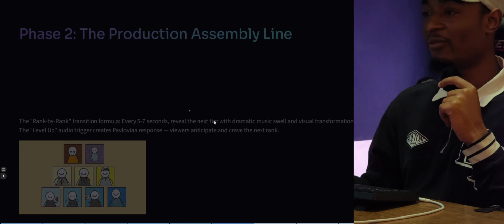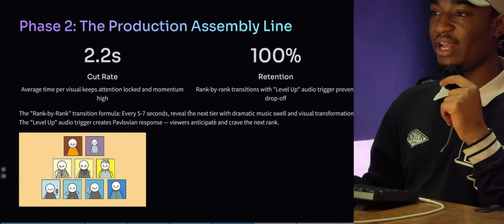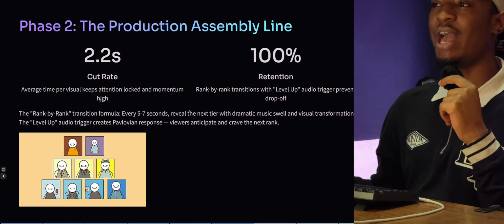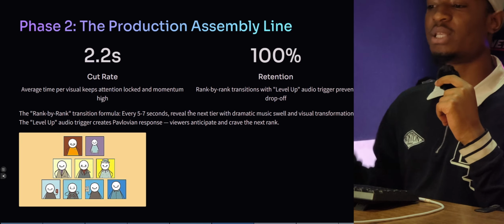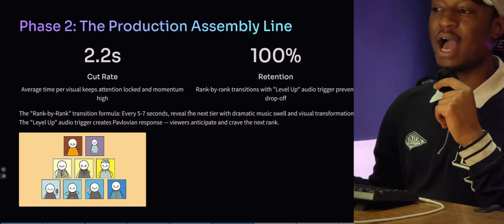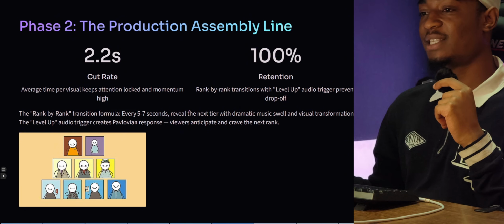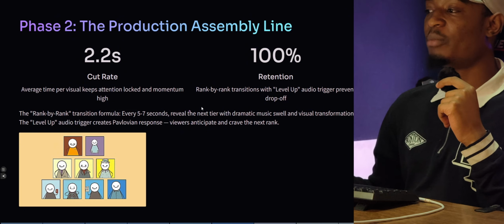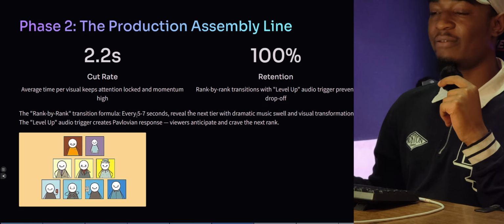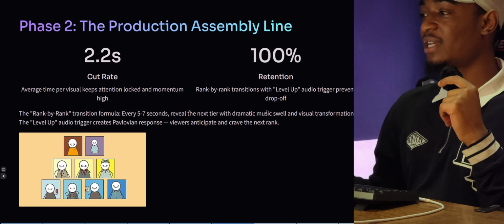You can start the channel for yourself. And then the next thing is you need to know how to actually have these videos edited and how to have them, I guess, ranked. So here it says the rank by rank transition formula is 5 to 7 seconds before the next, and the dramatic music.